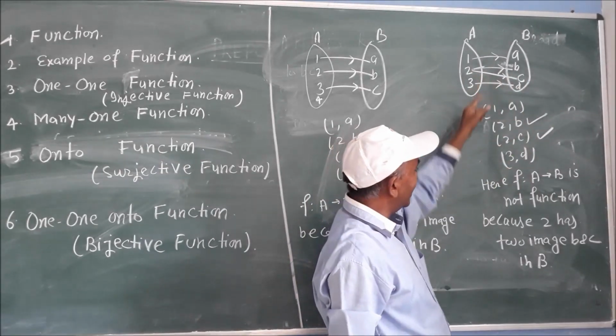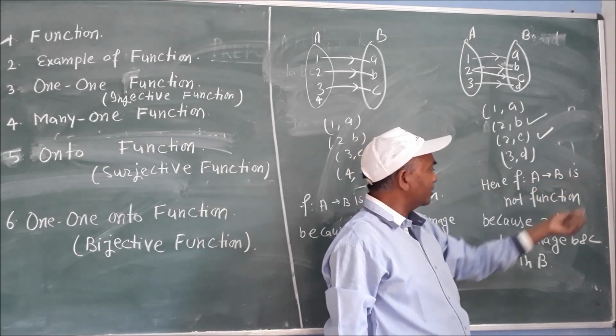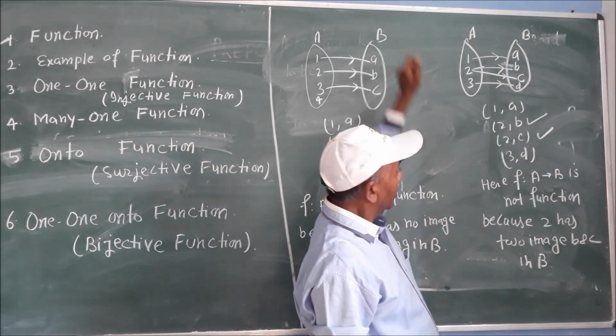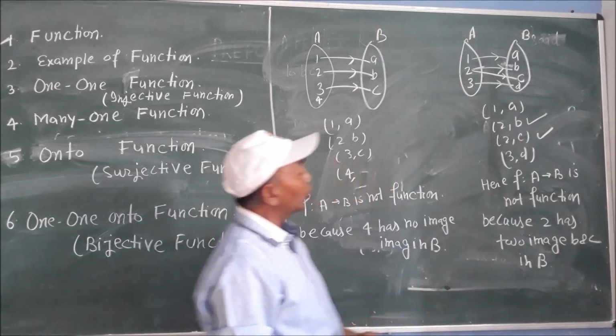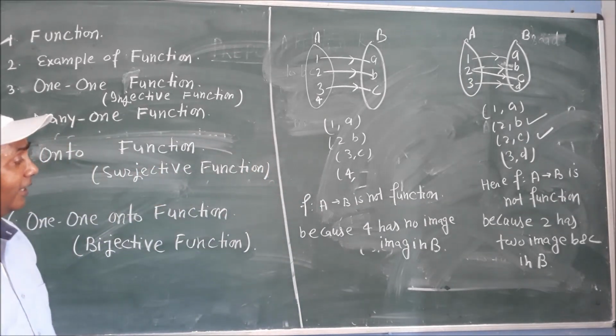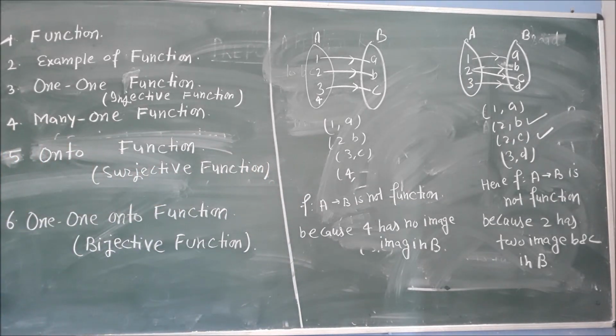That means we can say that f such that A tends to B is not a function, because 2 contains two elements which have images B and C. And after that, our third definition is one-one function. Next definition is our one-one function.